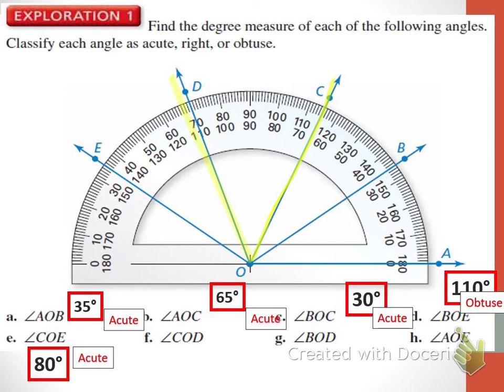COD. So C, the bottom row is 65. OD, the bottom row is 110. So what is 110 minus 65? It is 45, which makes it acute.